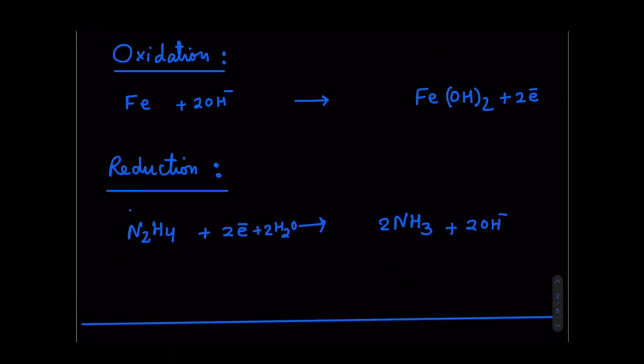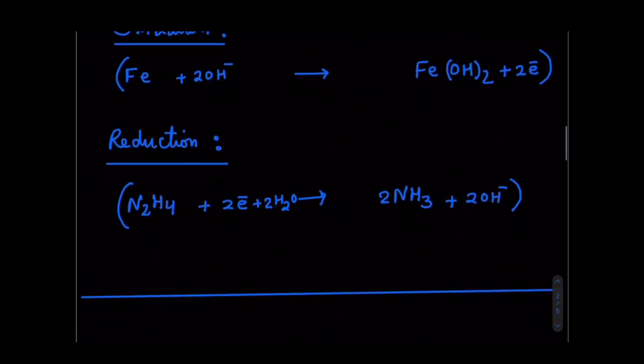Now after balancing oxidation half cell reaction and reduction half cell reaction, we should check the number of electrons participating in these half cell reactions. So the number of electrons in both is 2. So already the equal number of electrons participating in this reaction. So now we can add these two reactions.